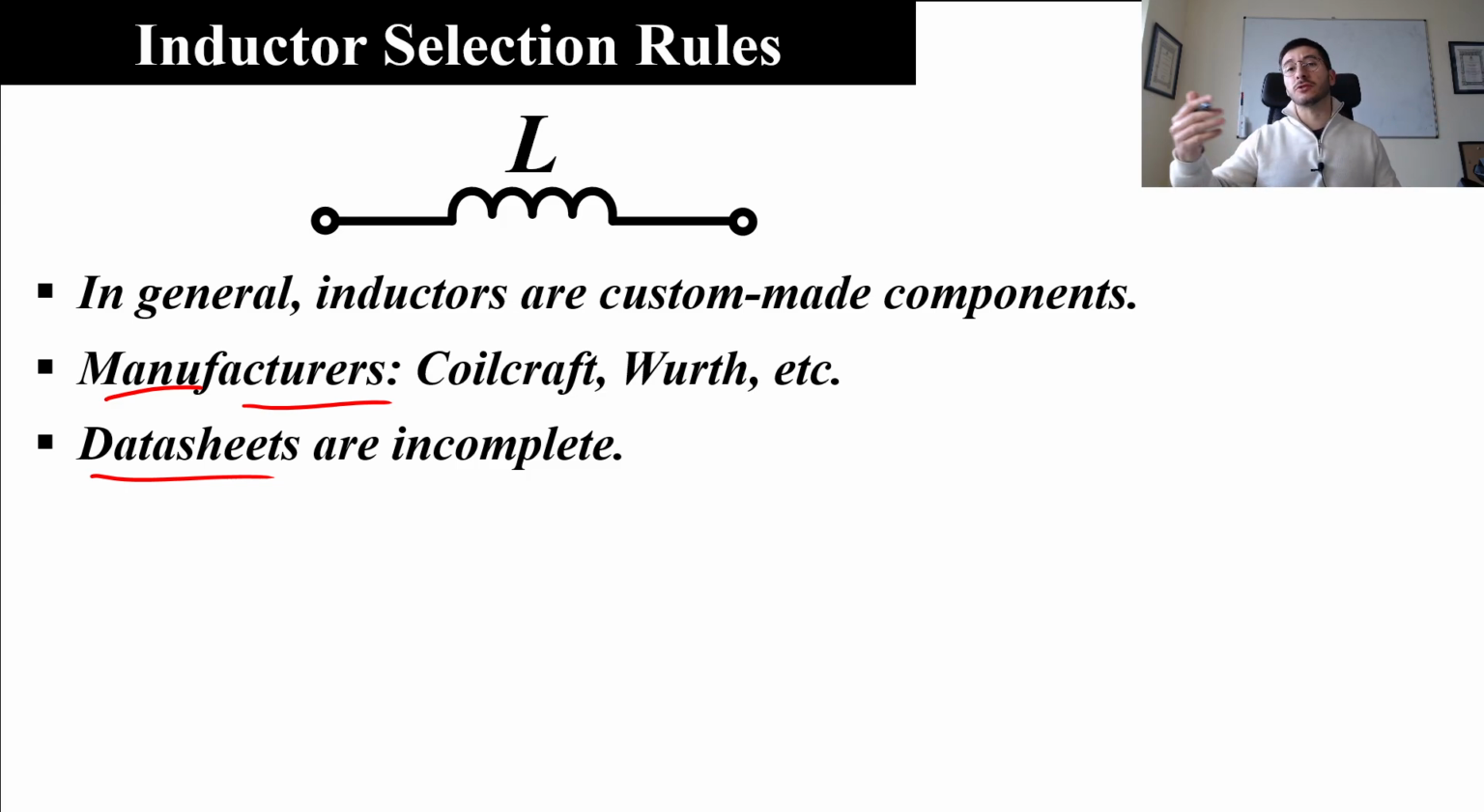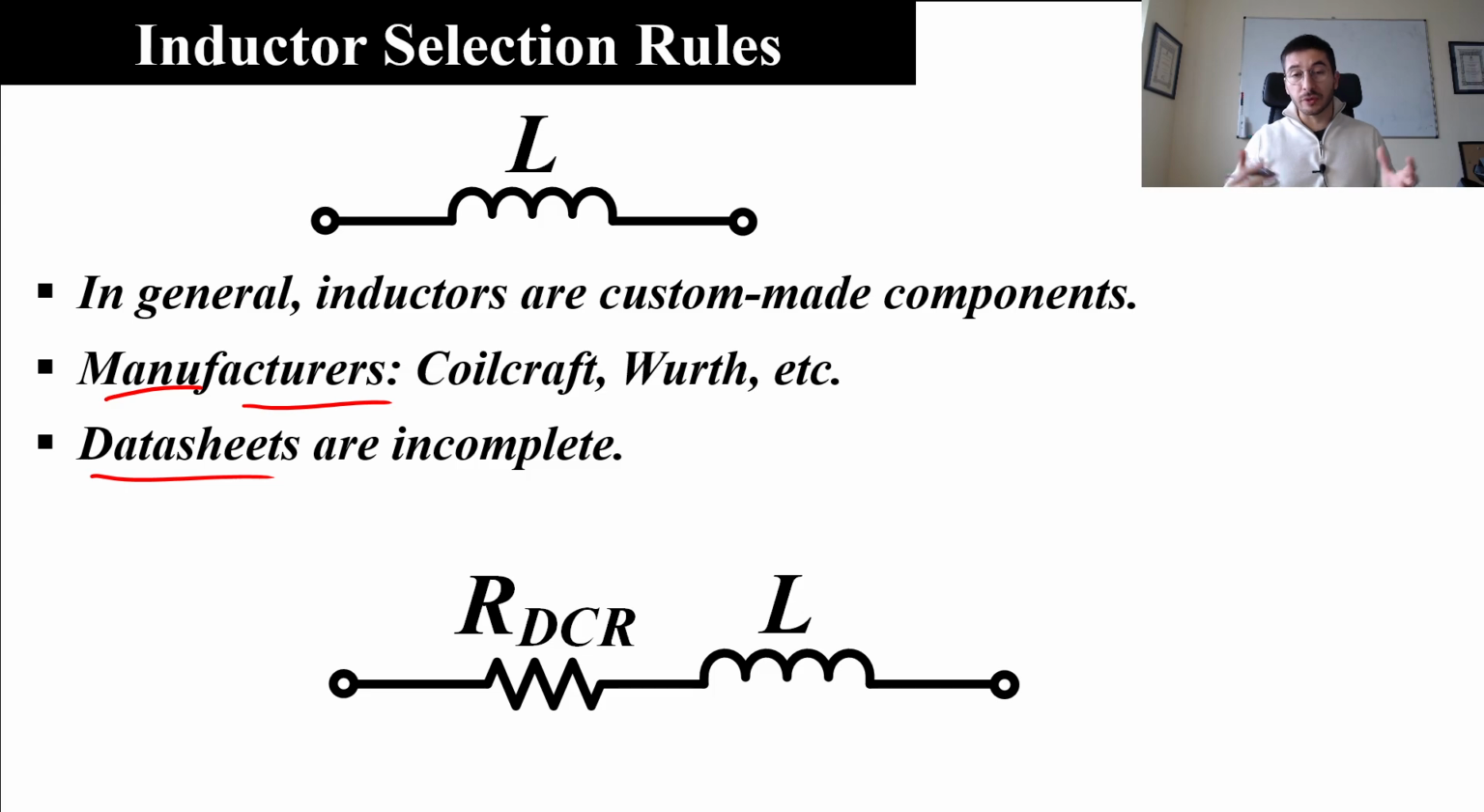In this way, we are going to represent the real inductor with a simple model like this, where we have the ideal inductance in series with a resistor that is modeling the resistance of the winding. This is a parameter that we can find in the datasheets.